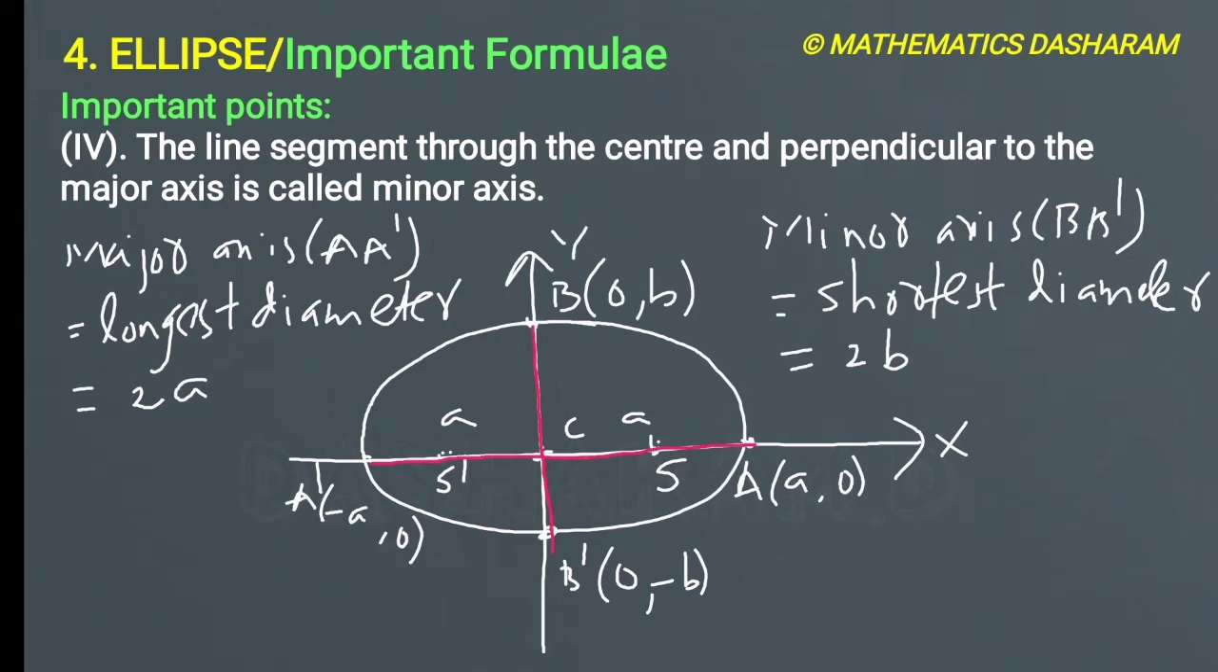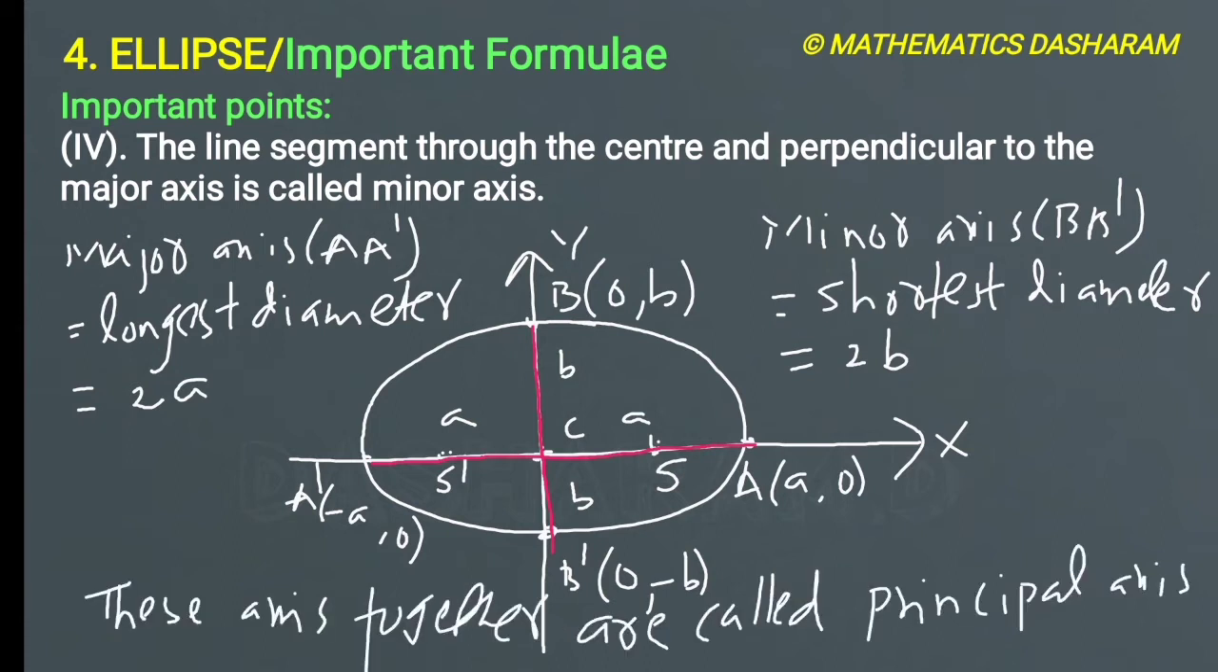Next, BC is small b, CB dash is small b. So then B to B dash is b plus b, it is equal to 2b. And these axes together are called principal axes.